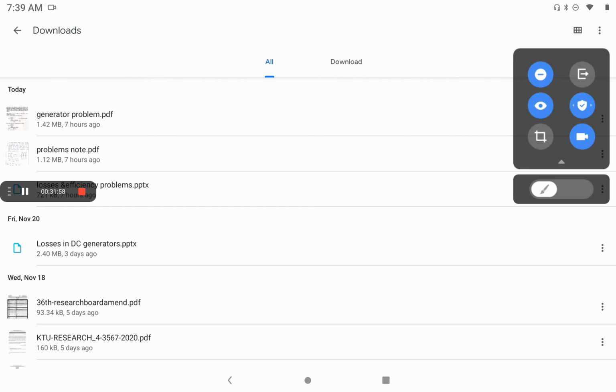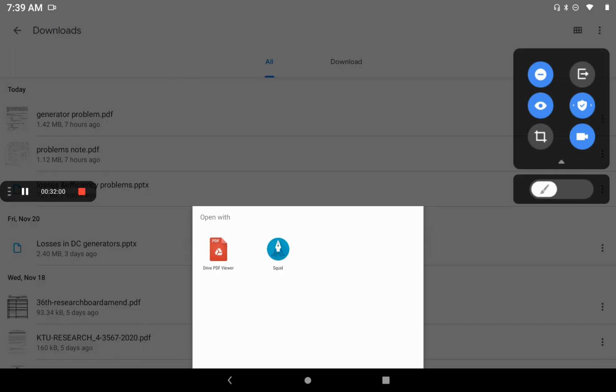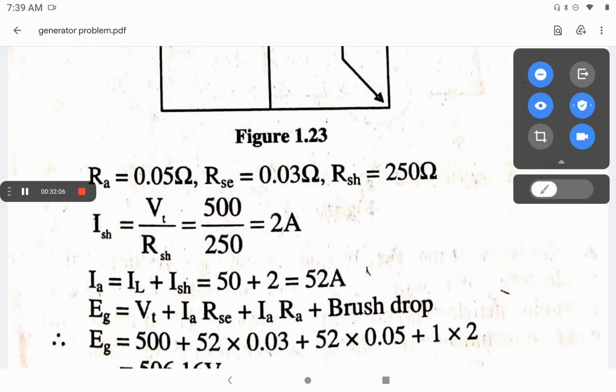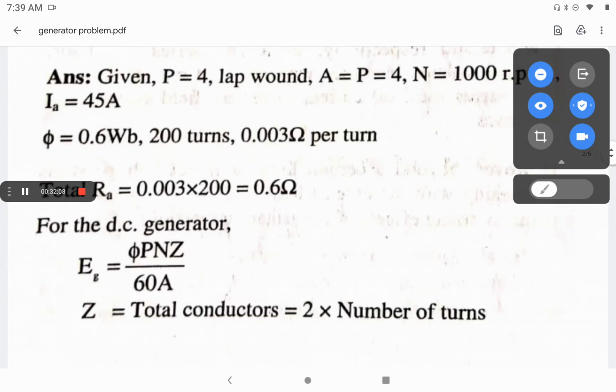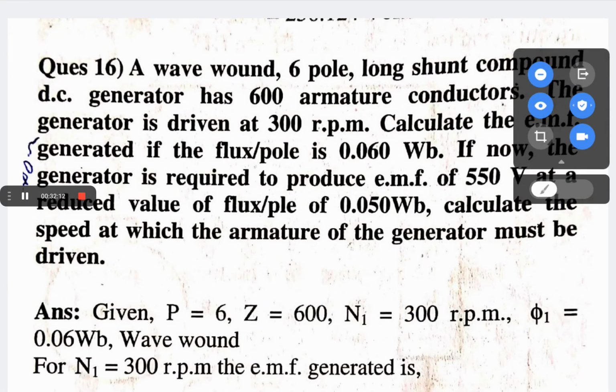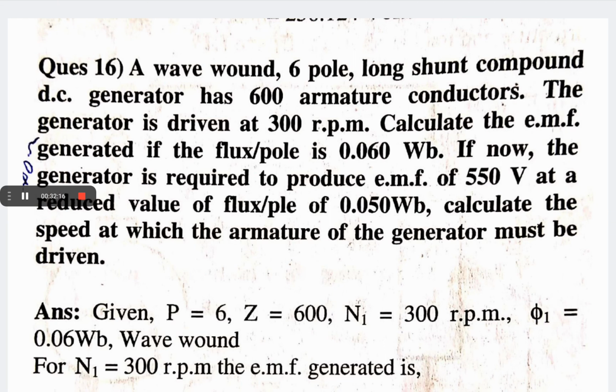കുറച്ച് പ്രോബ്ലംസ് കൂടെ ഉണ്ട്. അത് നിങ്ങൾക്ക് വായിച്ച് നോക്കിയാൽ തന്നെ മനസ്സിലാകാവുന്നതാണ്. എന്നാലും ജസ്റ്റ് ഒന്ന് എക്സ്പ്ലെയിൻ ചെയ്തുതരാം. A wave-wound 6-pole long-shunt compound generator, DC generator has 600 ampere conductors. ഒരു wave-wound generator ആണെന്ന് പറയുമ്പോൾ A എന്താണ്, 2 ആയിരിക്കും പാരലൽ പാത്ത്.